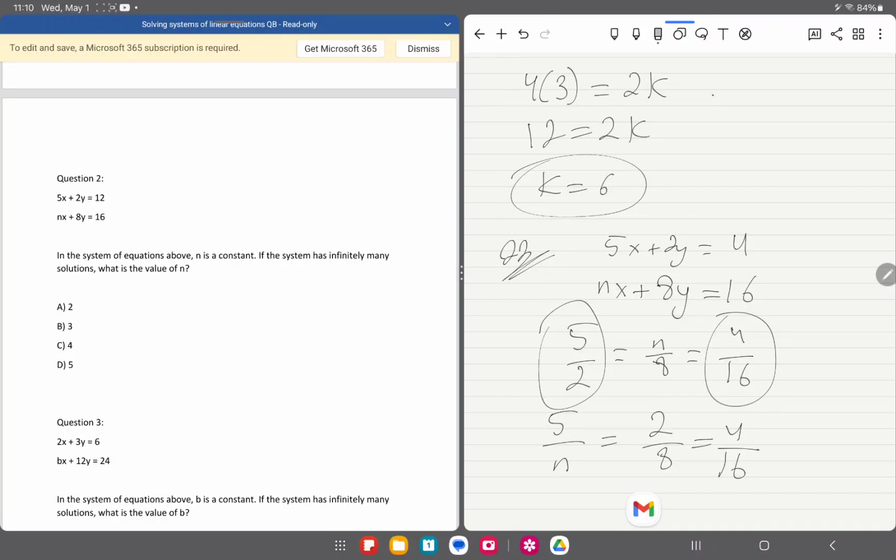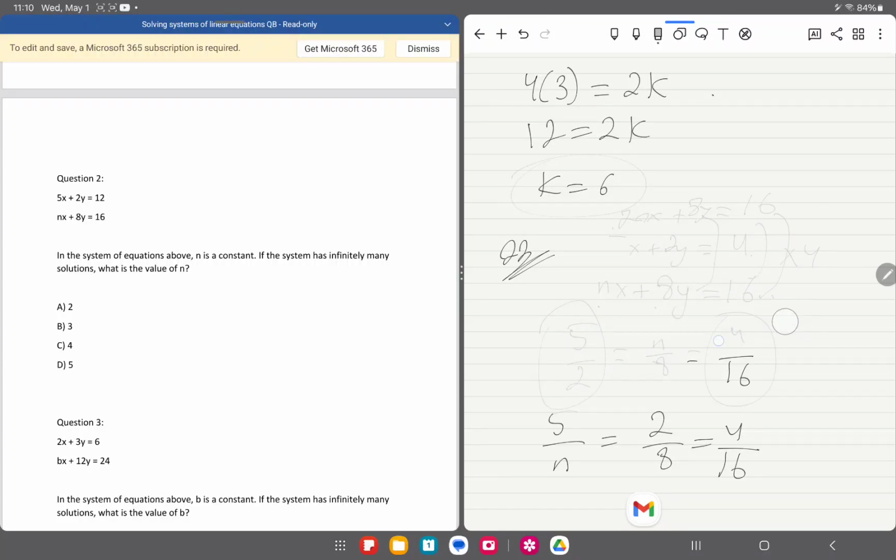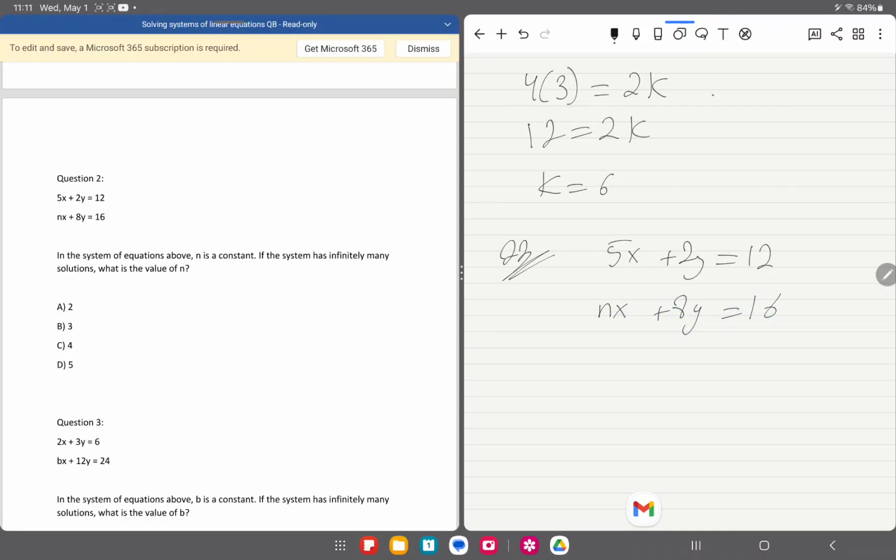Yeah. Okay, guys, when it comes to infinitely many solutions, look, it's clear that 5 something, 2, 8, 4, 16. So if I multiply this one by 4, I would get 20x plus 8y is equal to 16. So I'm getting 8, I'm getting 16, but this one is different. So it is preferable to put the ratios under each other when you are considering infinitely many solutions. So 5 over n is equal to 2 over 8 is equal to 12 over 16.